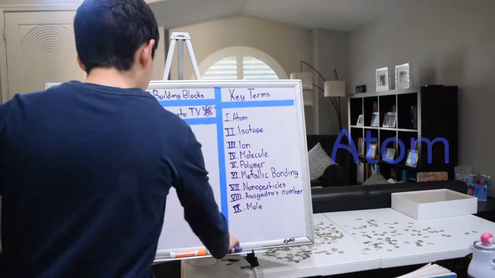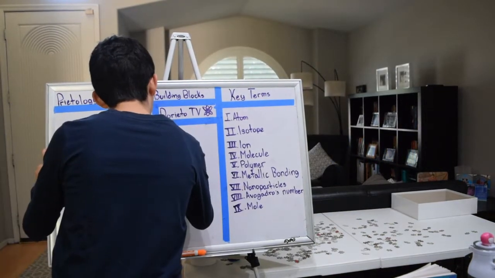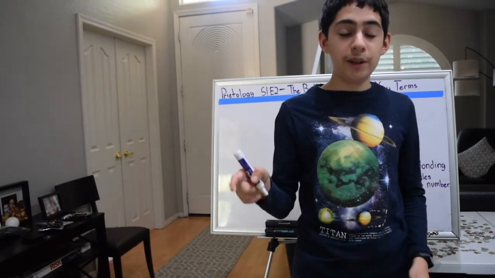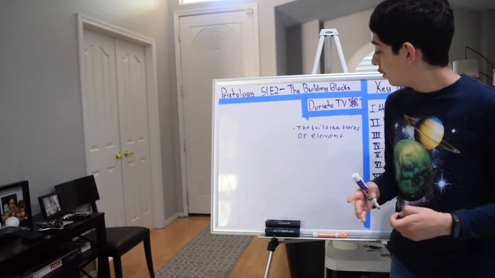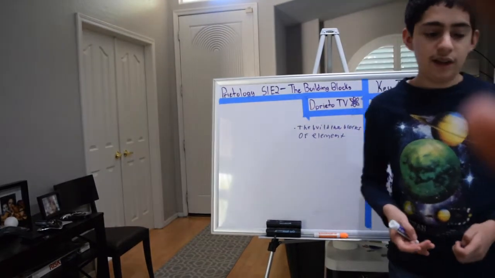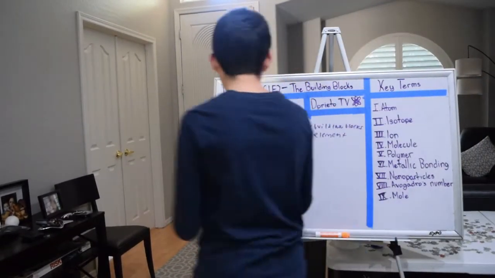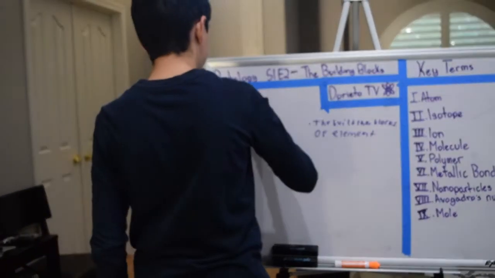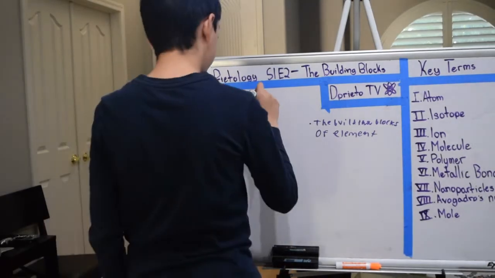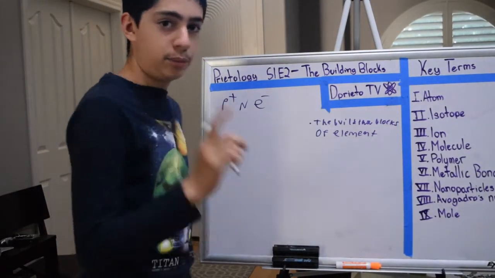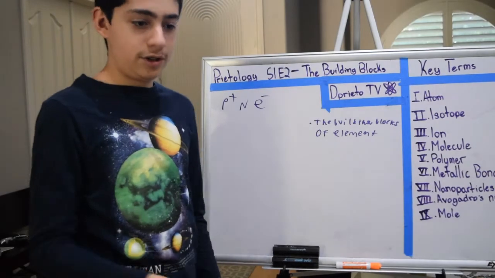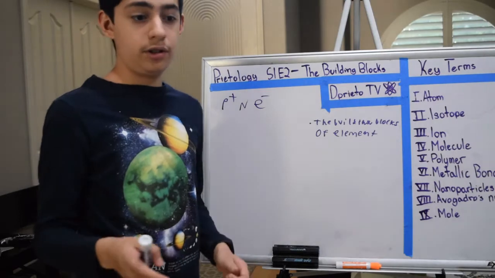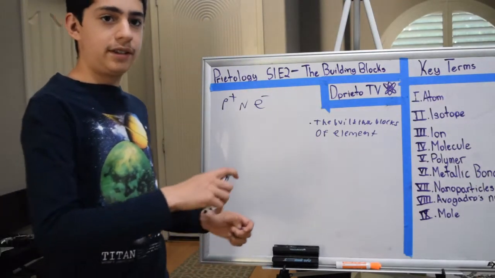Atoms are the building blocks of elements. There are 118 known elements, which means there are 118 known atoms. Atoms are made of protons, which are always represented with P with a plus sign, neutrons, which are represented by N, and electrons, which are represented by E with a little negative sign. Protons are positively charged, neutrons are neutral, they have no charge, and electrons have negative charge. So electrons orbit the atom.